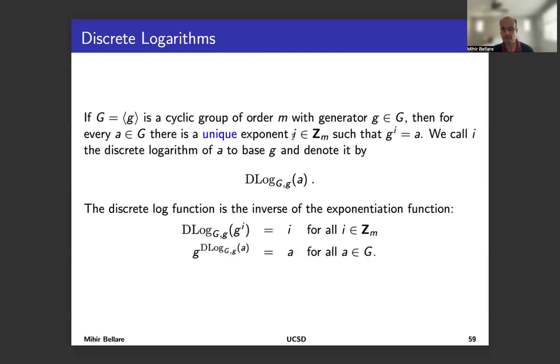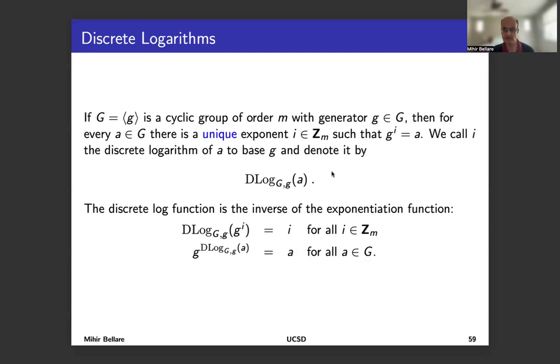Now I will refer to this unique i as the discrete logarithm of this group element to our base g. And this will be the notation for it. The discrete logarithm is in the group G relative to the generator little g, and it's applied to the value, or the group element, A. And what it does is it computes the index i such that this equation is true. It's a well-defined mathematical function.